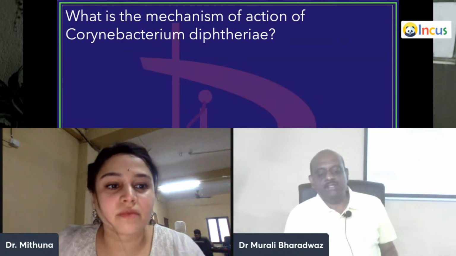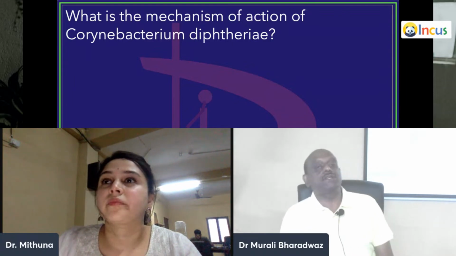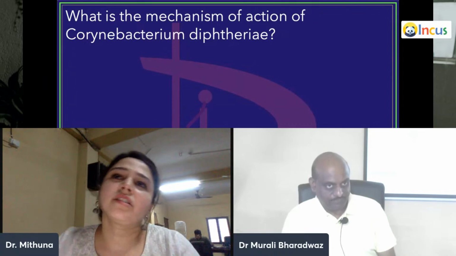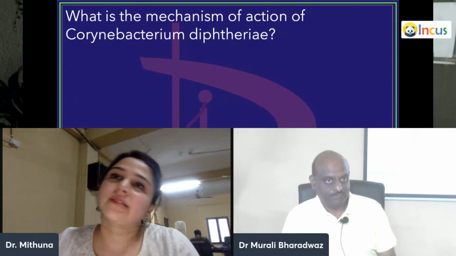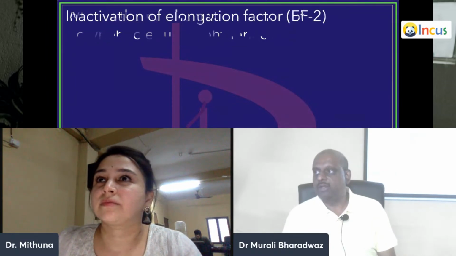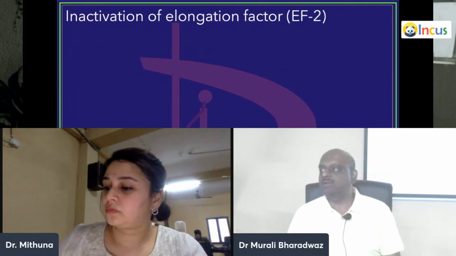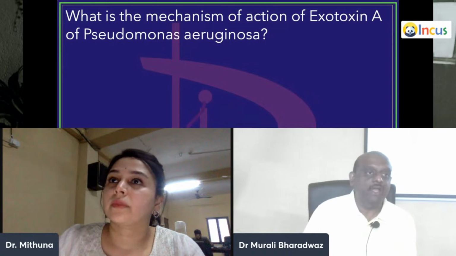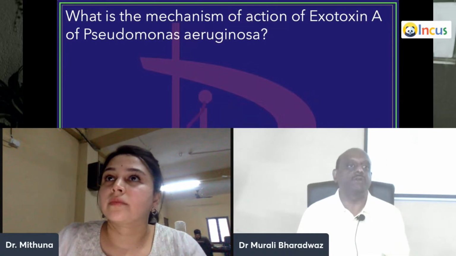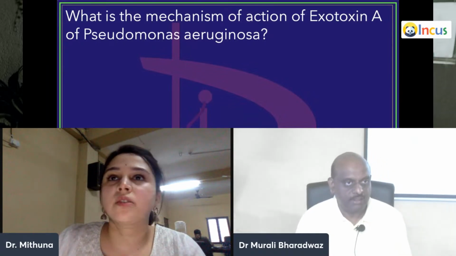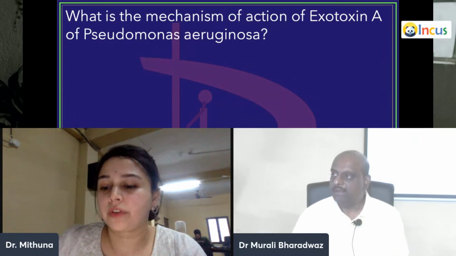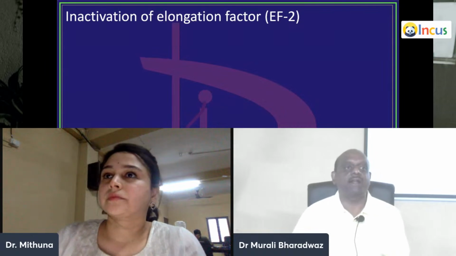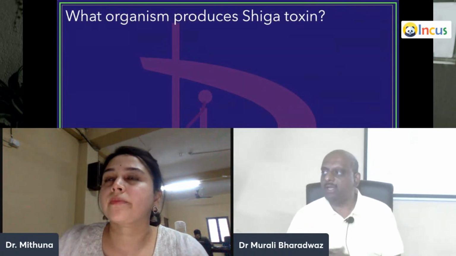What is the mechanism of action of Corynebacterium diphtheriae? It's the inactivation of elongation factor, hence preventing protein synthesis, leading to cell death. Very good. So what is the mechanism of action of exotoxin A of Pseudomonas? Same as Corynebacterium, it's inactivation of elongation factor 2. So it is the inactivation of elongation factor 2 that you need to remember.